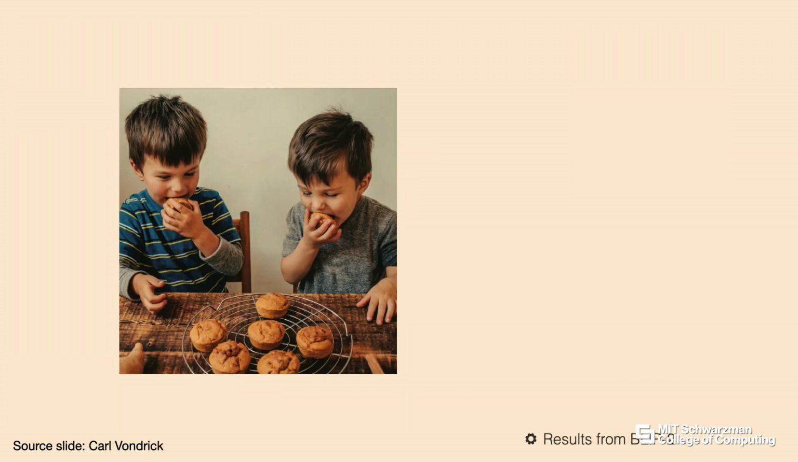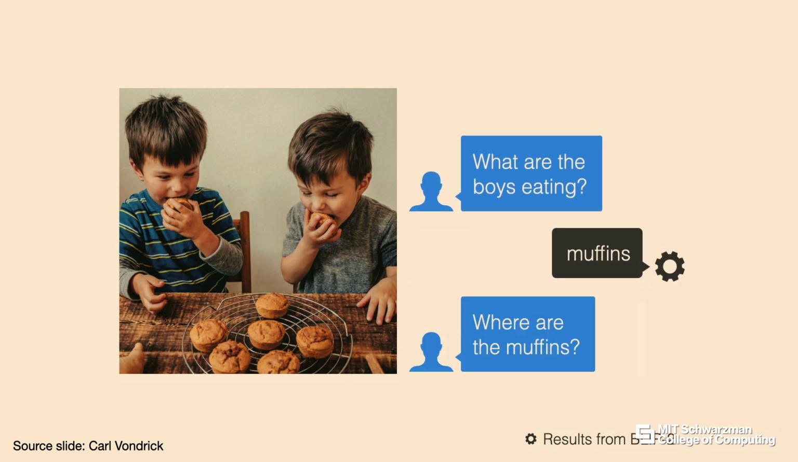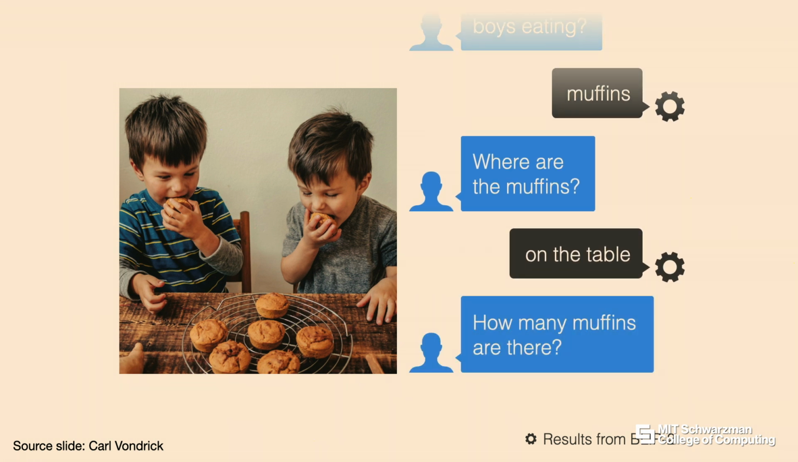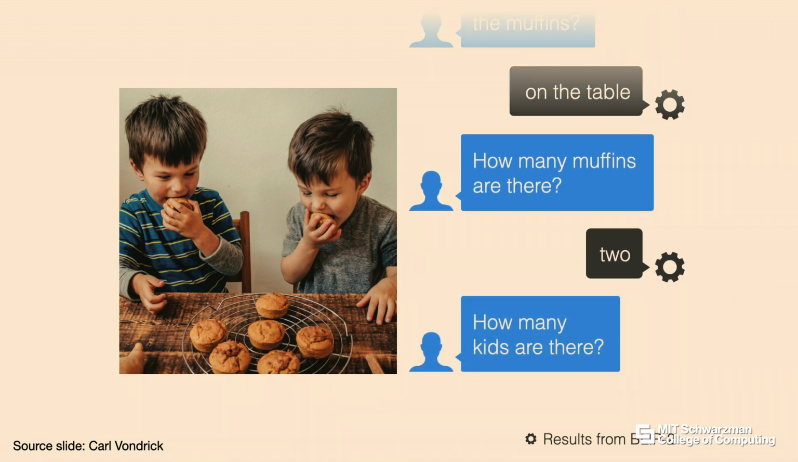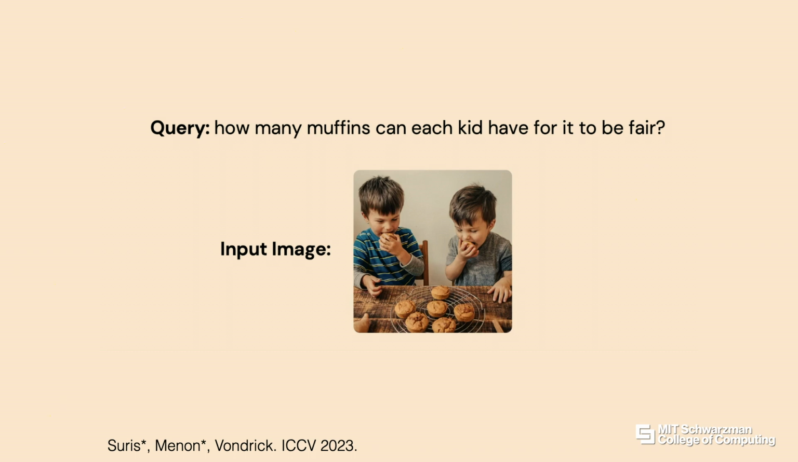So here is an example of how a conversation with a vision-based agent can go when you don't use this kind of agentic structure with tools and so on. This is just an off-the-shelf language model with vision that runs on the image. So if you ask, here in this picture, what are the boys eating? It just says the right answer, muffins. If you say, where are the muffins? It says on the table. So, here it is getting things right. How many muffins are there? It says 2. How many kids are there? Too many. So eventually it gets confused, and you have these conversations that can derail very rapidly. So what they proposed was building an agent that will answer these questions.